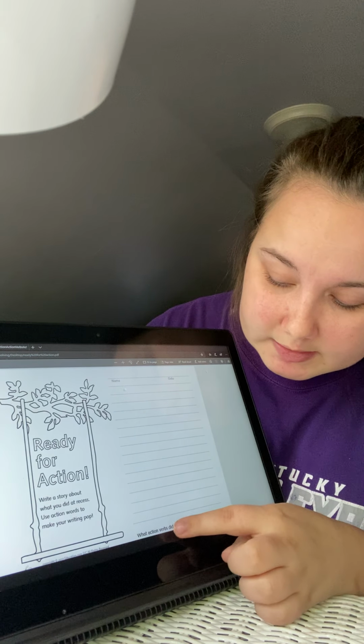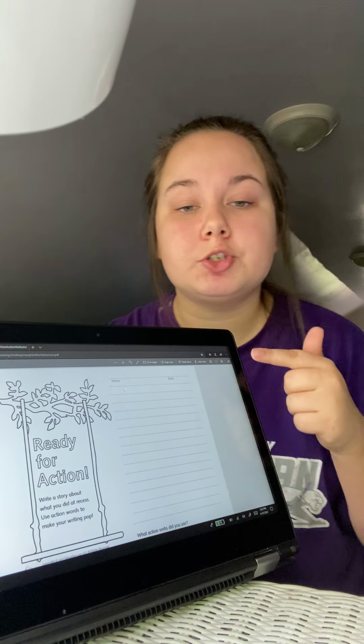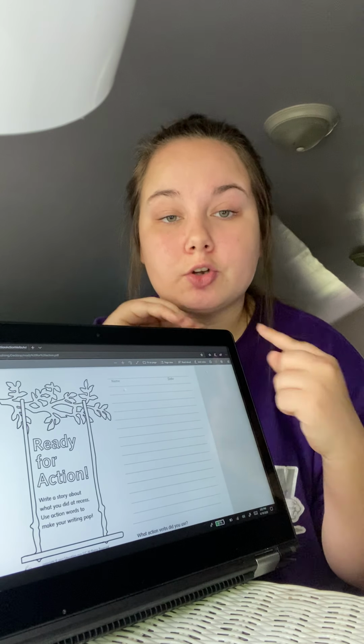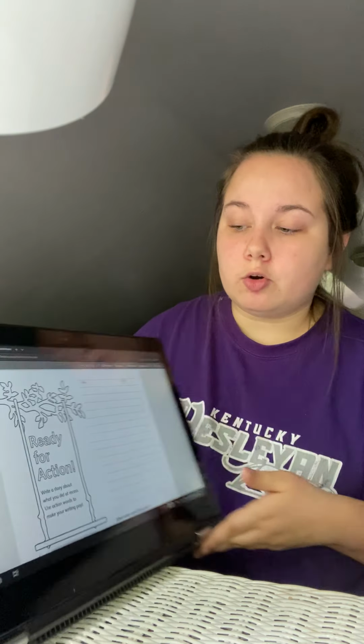And then at the bottom, it says, what action verbs did you use? So I want you to actually go in and circle those action verbs. So when we're all done, we're going to get up and we're each going to present our scenarios, and then we're going to talk about them when we are finished.